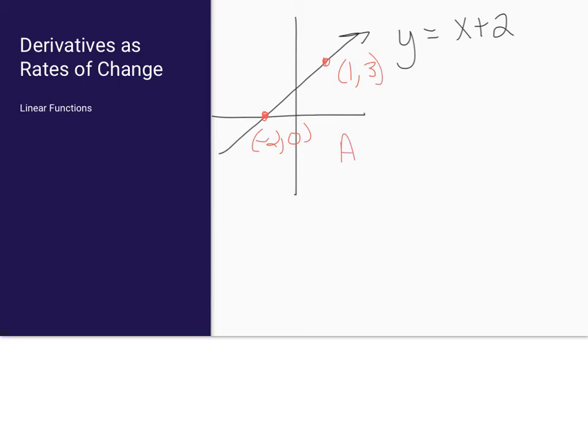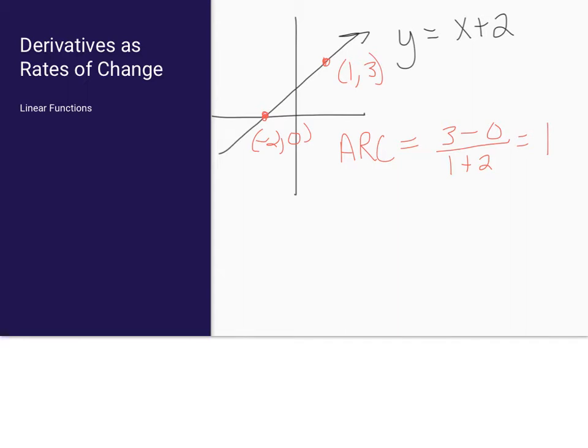I can calculate the average rate of change for this function. 3 minus 0 divided by 1 plus 2 is equal to 1. So the average rate of change of this function between those 2 ordered pairs is equal to 1. And it actually doesn't depend on which ordered pairs I pick. I can pick any 2, and I'm always guaranteed to get an average rate of change of 1.